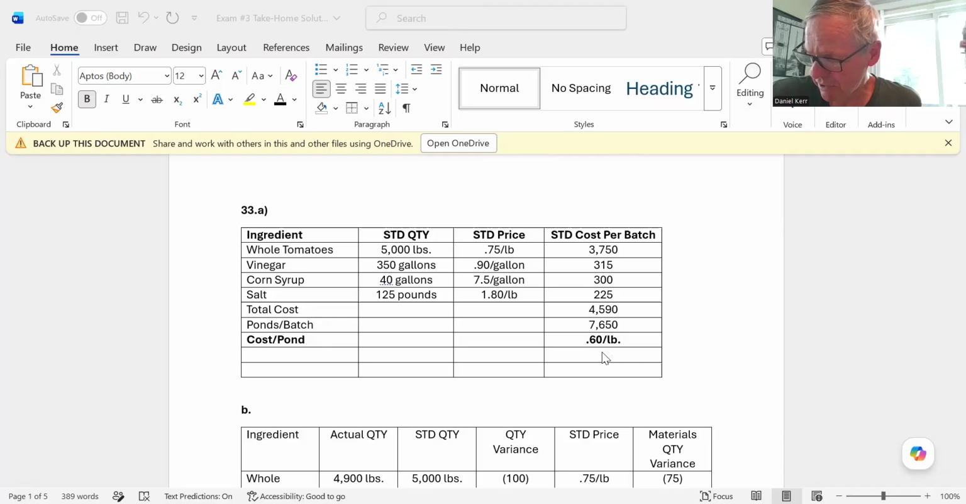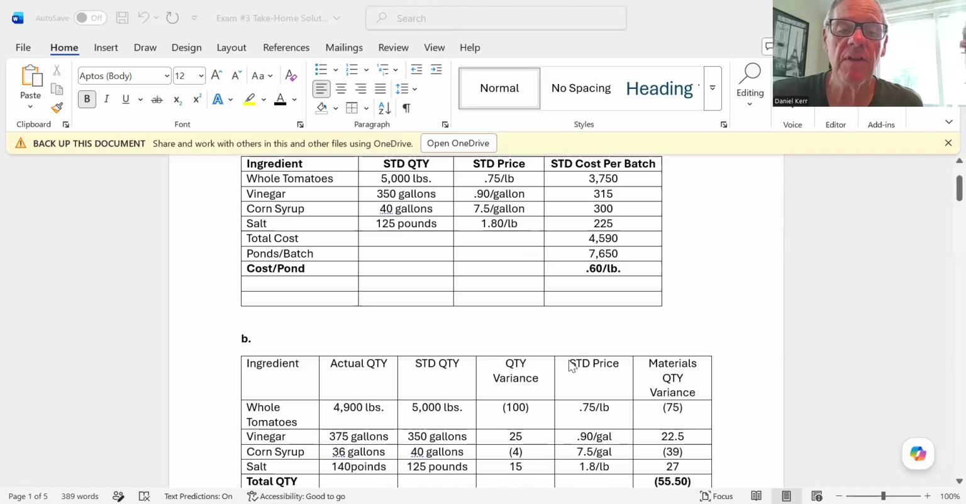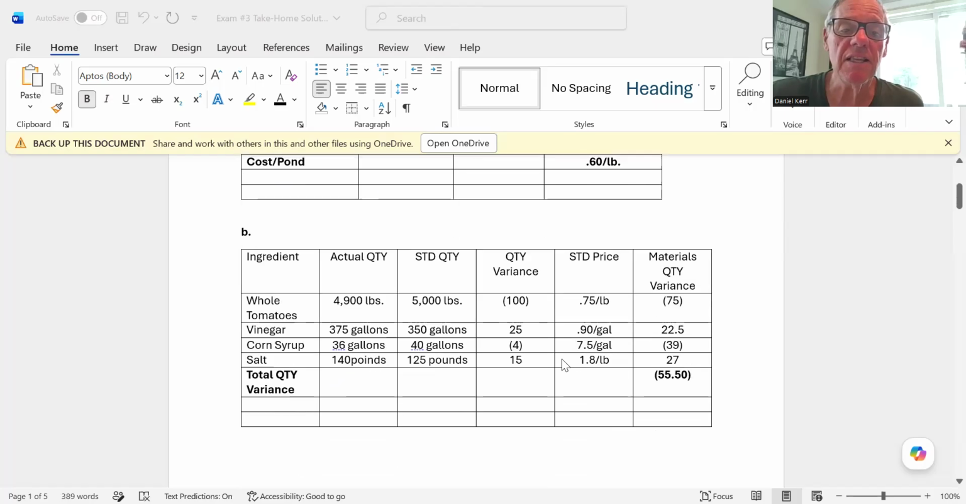And then B, you got to determine the direct materials quantity variance for this particular batch. So to get the quantity variance, you got to take the actual quantity of the ingredients used, subtract out the standard quantity of what they were supposed to use. And what you see here is you had a favorable variance with regard to whole tomatoes and a favorable one with regard to corn syrup, favorable in that they used less than they were supposed to use. Okay, the actual quantity is less than the standard quantity. And then you were over in the vinegar and in the salt.